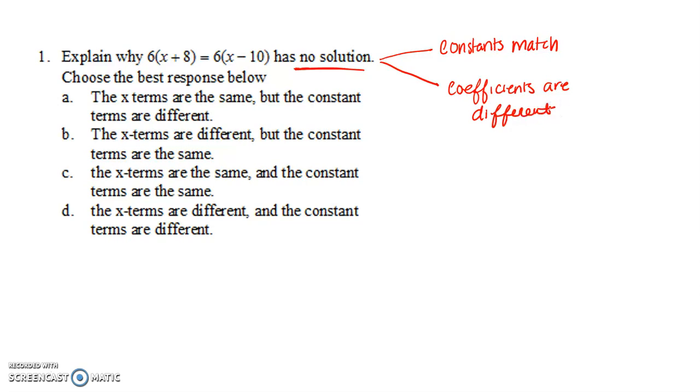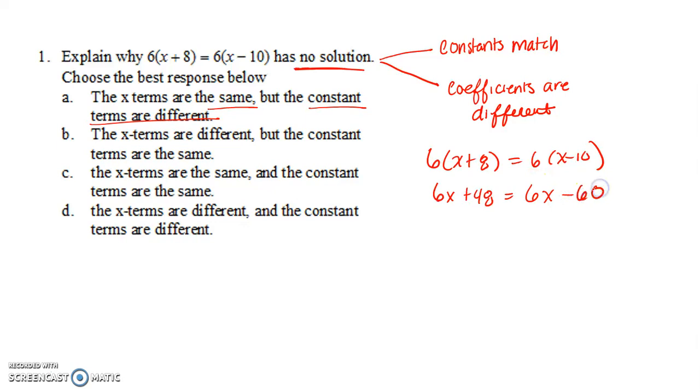Okay, so which one satisfies that? Obviously A. The coefficients are the same, but the constants are different. You're not sure? Remember to simplify your expression. So we get 6x plus 48 equals 6x minus 60. All right, we can see that our coefficients are the same, but our constants are different. Still not sure? Go ahead and solve it.